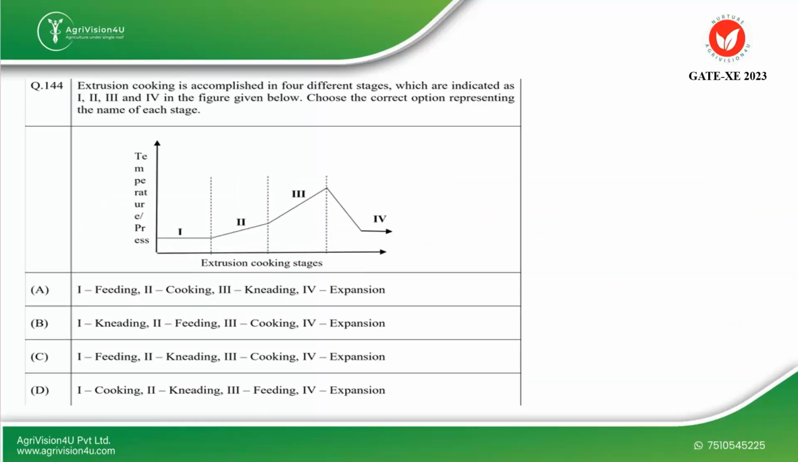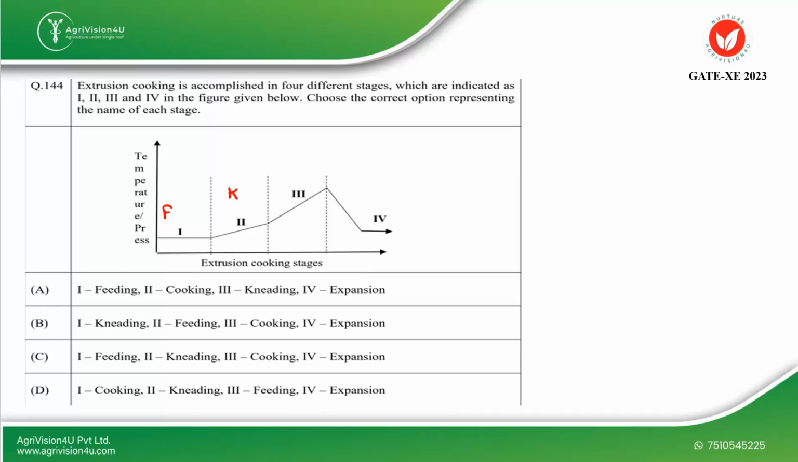Next question, extrusion cooking is accomplished in 4 different stages, which are indicated as 1, 2, 3 and 4 in the figure given below. Choose the correct option representing the name of each stage. Okay, so in the extrusion process, first feeding is done. Feeding means raw materials are introduced into the extruder. Next, after that, kneading is done.